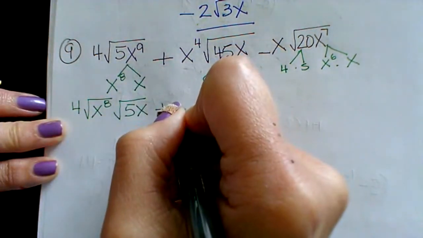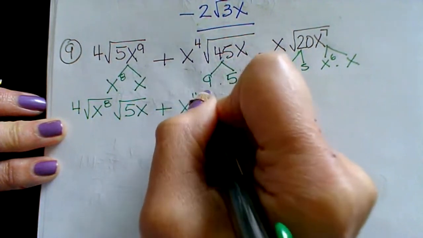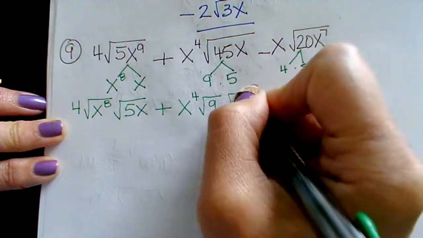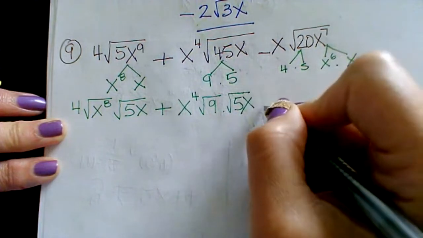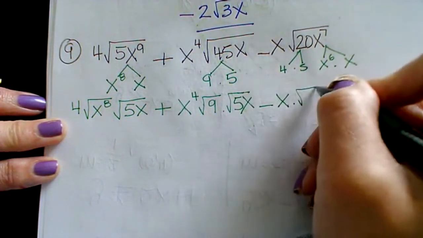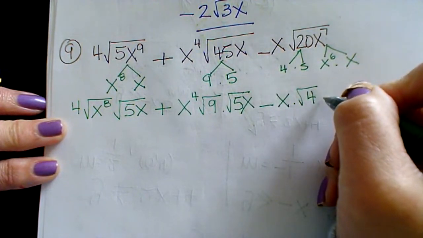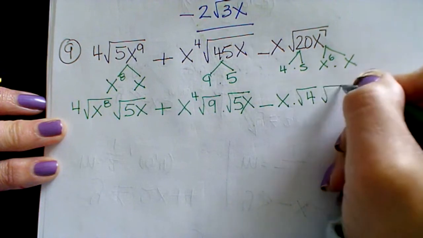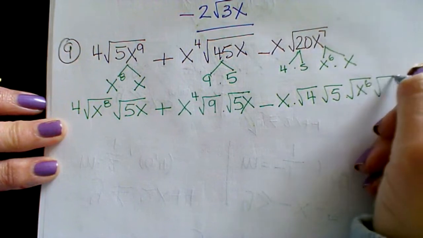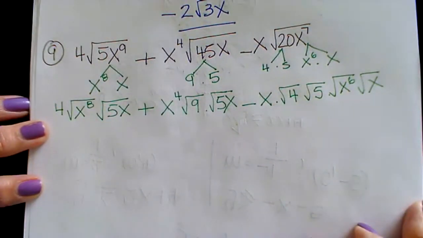We have x to the 4 square root of 9 times the square root of 5x minus, we have the x, we have the square root of 4, and the square root of 5, square root of x squared, and the x. That's what we have there, okay?